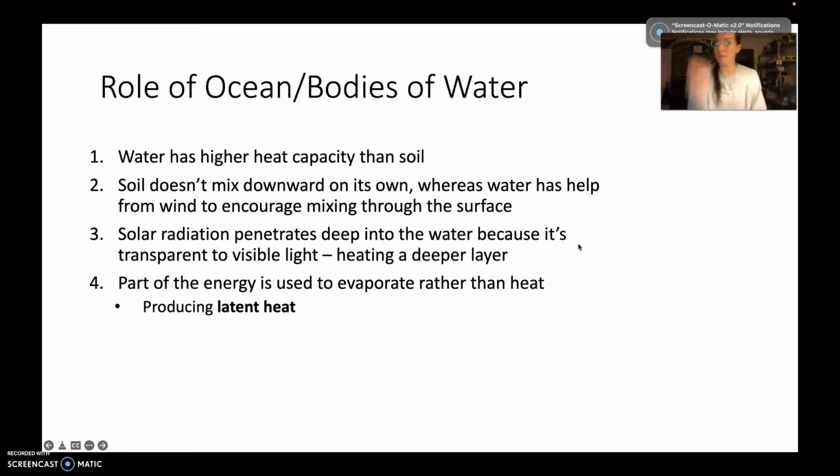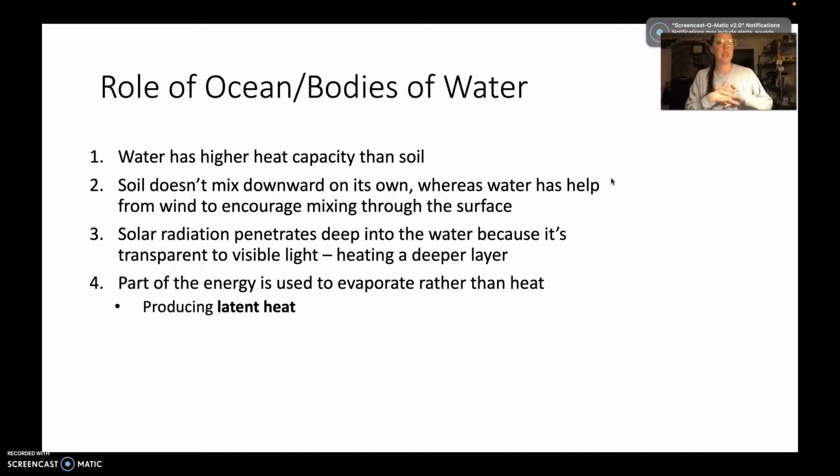Also, soil does not mix downward. It doesn't really move on its own, right? Unless there's an earthquake or you're jumping on some sand, but it does not mix downward on its own. But water is very malleable and very mobile, so it can encourage a lot of mixing going on.